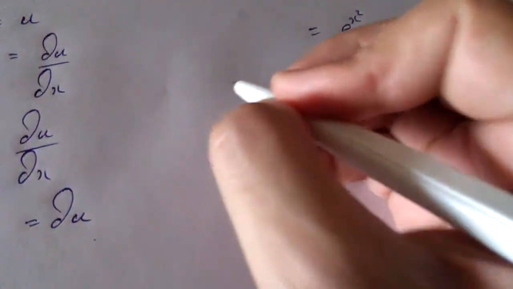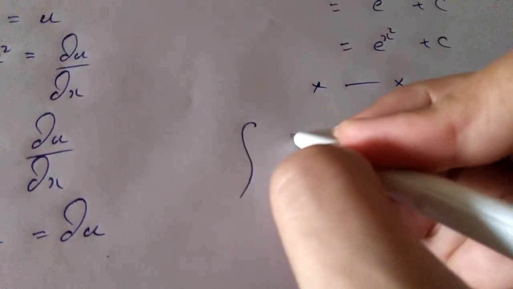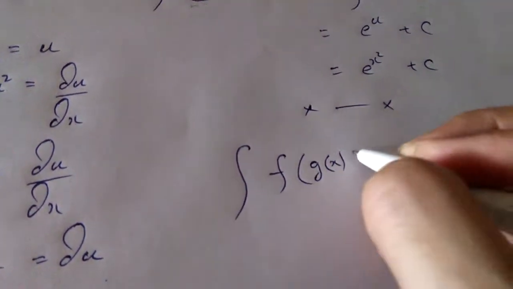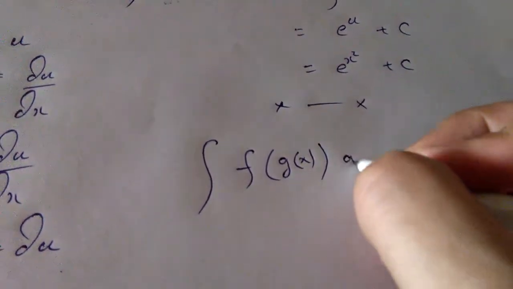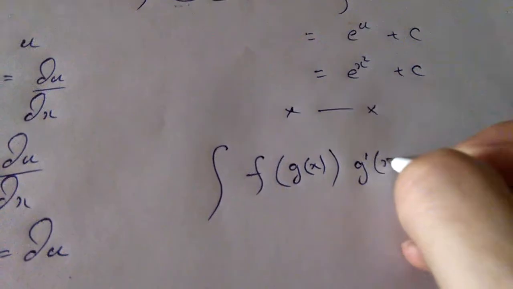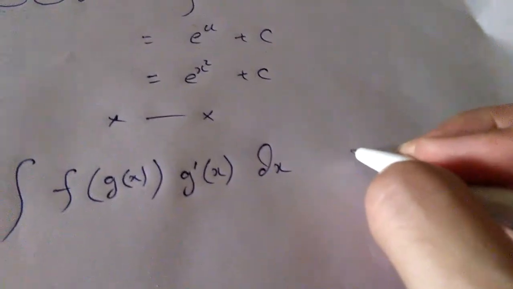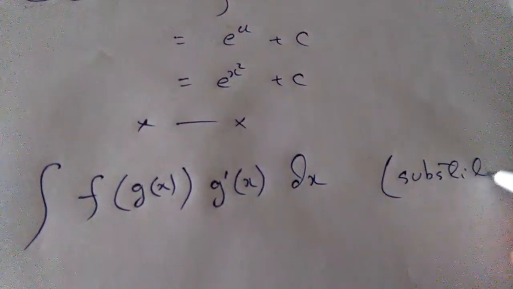So in general I can say that if your integrand is expressed as the product of two functions in which one function is the derivative of the other, then you can simply perform this integration by means of substitution.